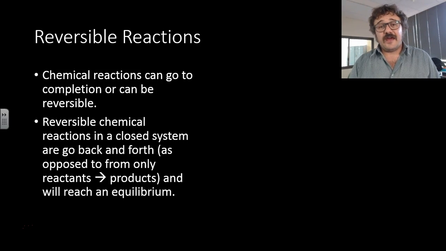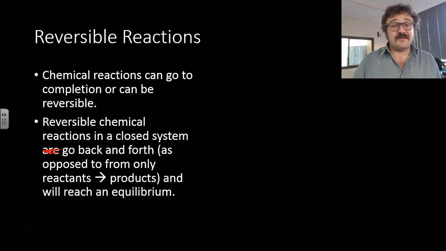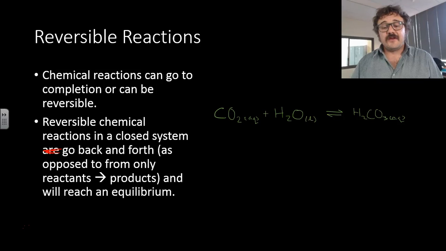Now, a reversible chemical reaction in a closed system can go back and forth, okay? Instead of just going from reactants over to products, they go backwards and forwards. So, you'll have some reactants changing into products, but you'll also have some of the products changing backwards into reactants. And eventually, if it's in a closed system, it will reach an equilibrium. So let's have a quick look here, and we'll see what that means.